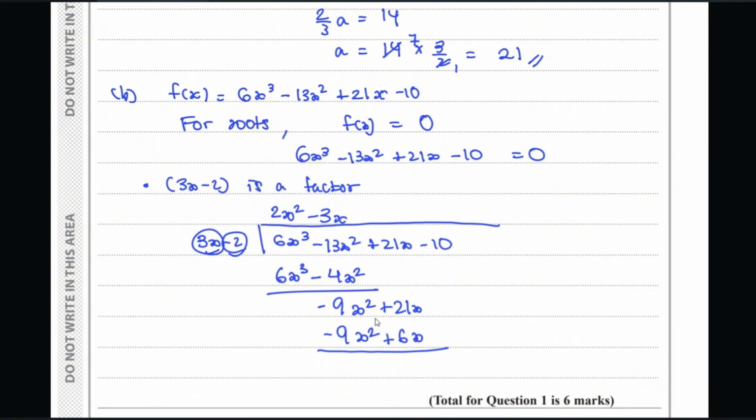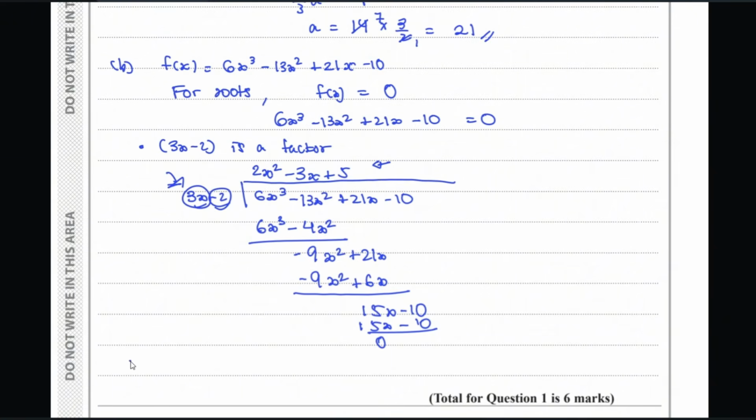So minus 9x squared cancels. 21x minus 6x becomes 15x. And then we can drag minus 10 down, minus 10. And then we'll have to think about the number that we multiply 3x with. So 3x times 5 will give us 15x. And then minus 2 times 5 will give us minus 10. And in this way, remainder becomes 0, and we have completely divided the cubic function with the factor. And we have obtained a quadratic in the process.